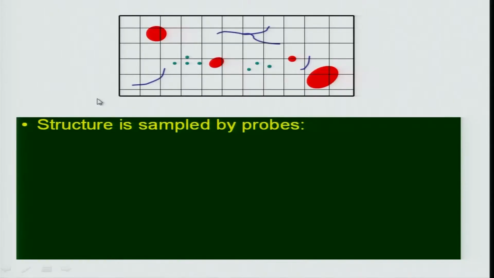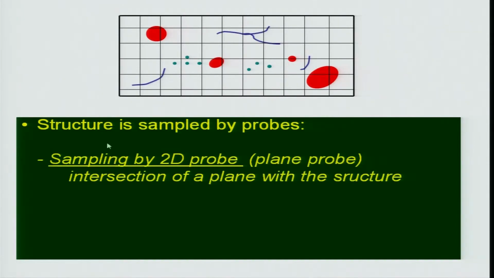Now, how is sampling done? Well, one way, obviously, is when you take a section, we are actually sampling the material. So, sampling by a 2-dimensional probe, or what we can call a plane section or a plane probe. So, when you section it, the intersection of a plane with the structure is a process of sampling the 3-dimensional structure.